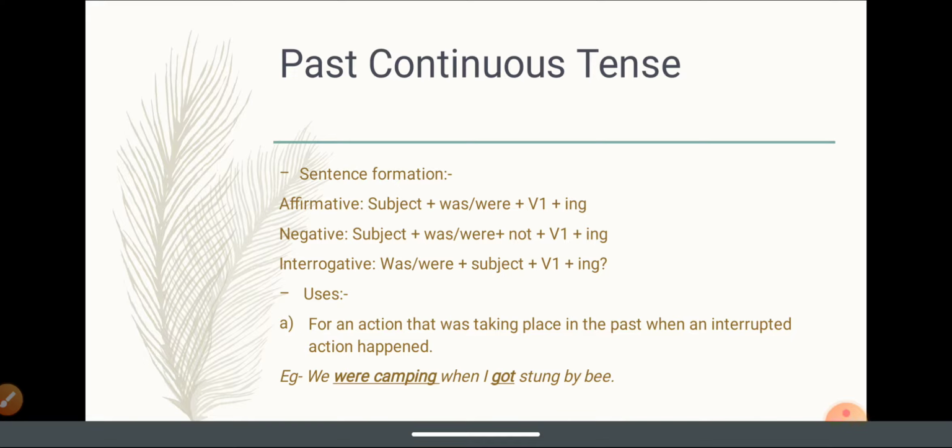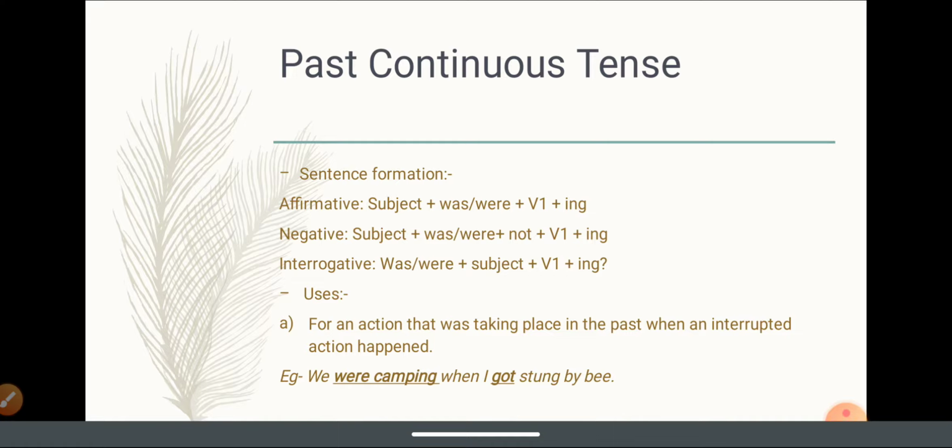Next comes past continuous tense. In the sentence formation, the affirmative sentence comes with subject plus was or were plus first form plus ing. In negative, subject plus was or were plus not plus first form plus ing. In interrogative, was or were plus subject plus first form plus ing.